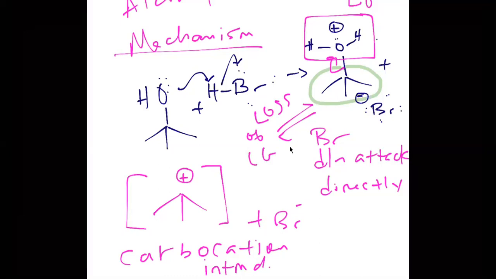Is that okay? That's not CG, by the way. Right, so first step is proton transfer. And then the second step is the loss of leaving group, giving me a carbocation. Now do you see why this is specific for tertiary alcohols?